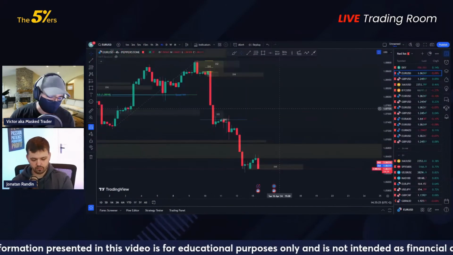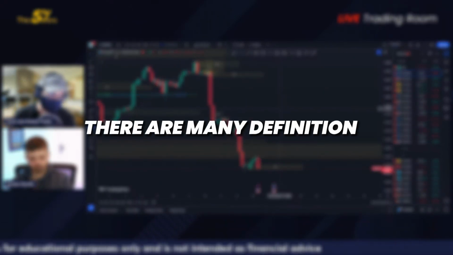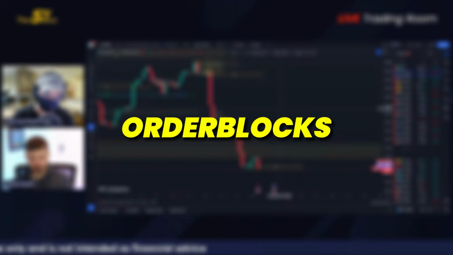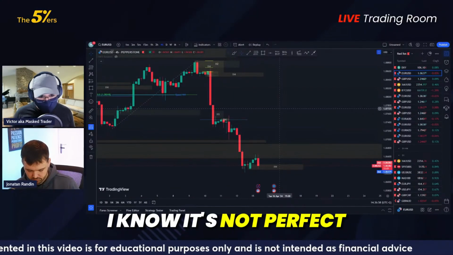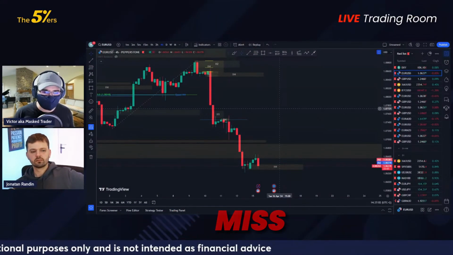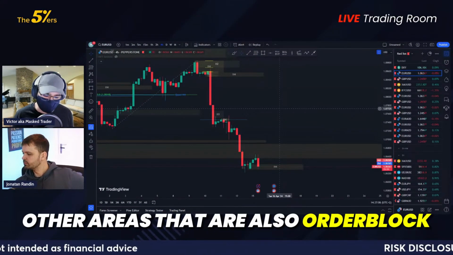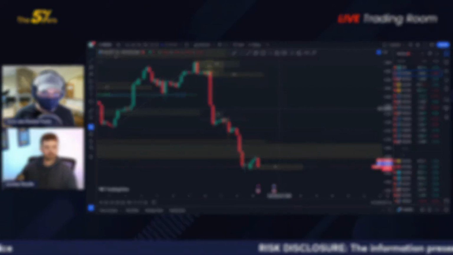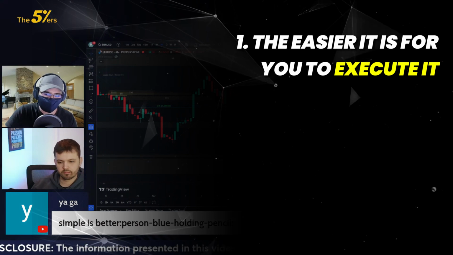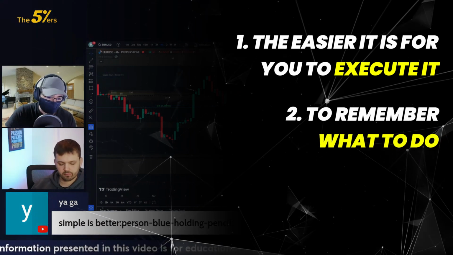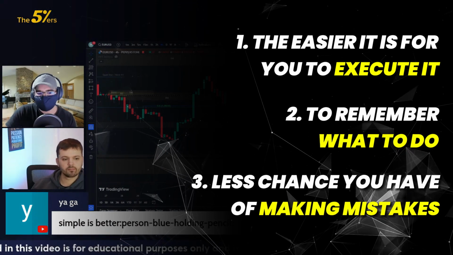If you look online, you will see that there are many definitions or many meanings to order blocks. My definition of order block is much more simple. And I know it's not perfect, and I know it will miss perhaps other areas that are also order blocks, but that's fine by me because simple is better. The simpler you make something, the easier it is for you to execute it, to remember what to do, and the less chance you have of making mistakes.